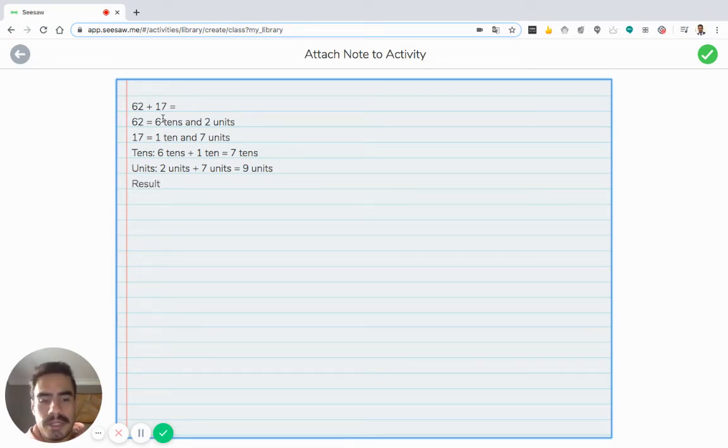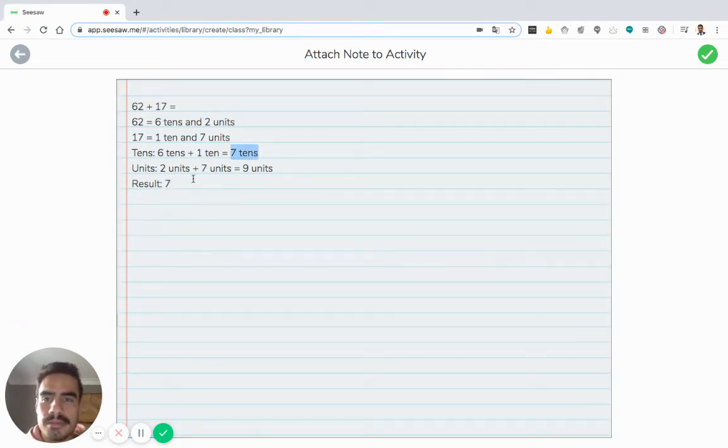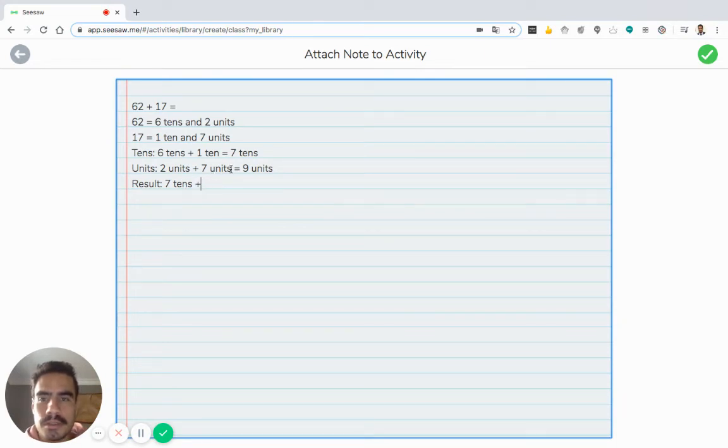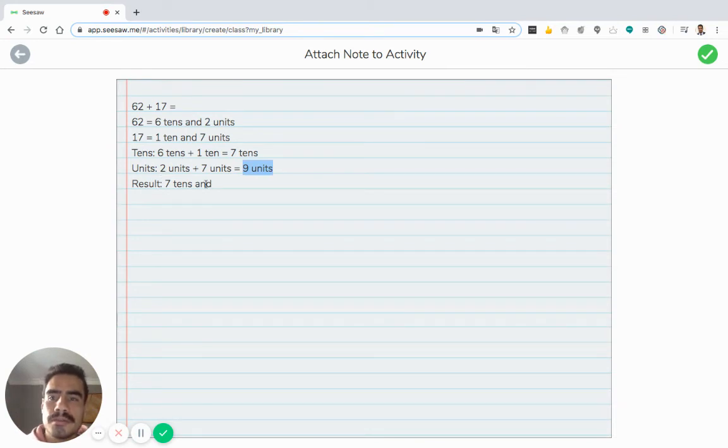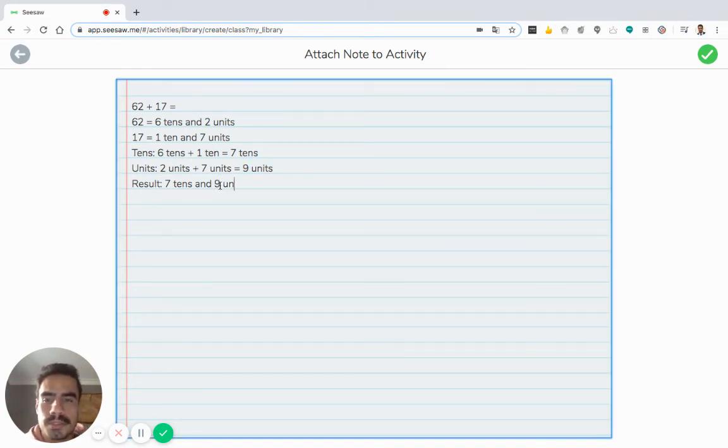So the final answer will add together the tens and units. So 7 tens from here, from the tens addition, and 9 units here from the units addition. So which number has 7 tens and 9 units? The number 79. So this would be the answer from 62 plus 17.